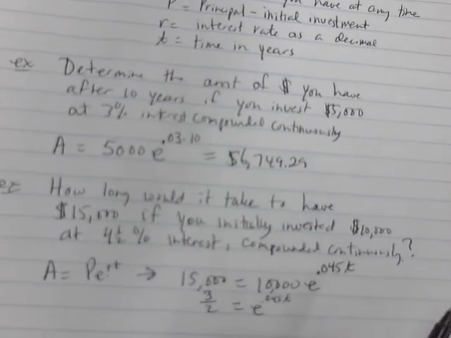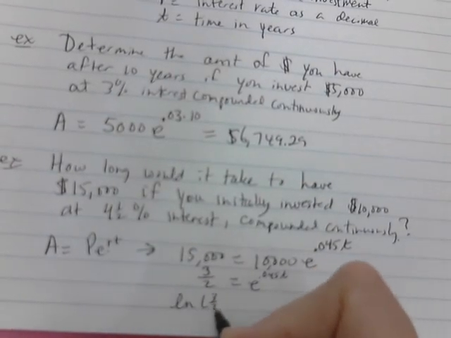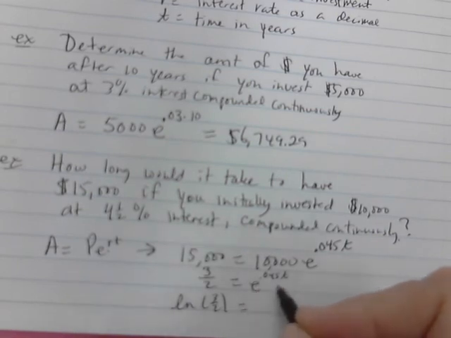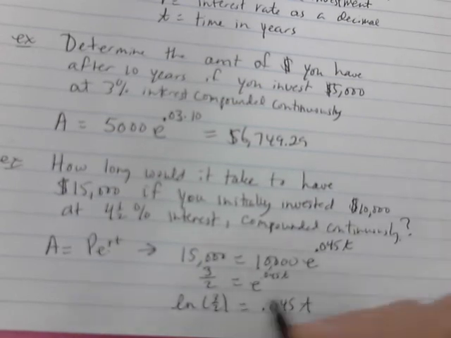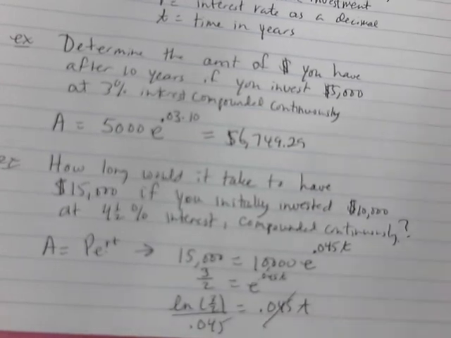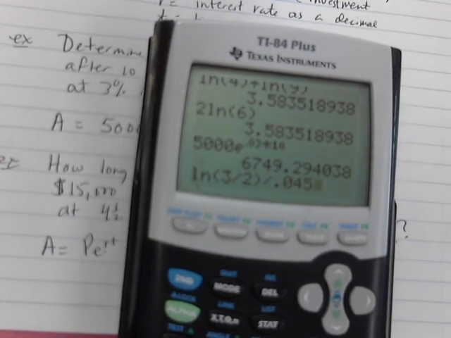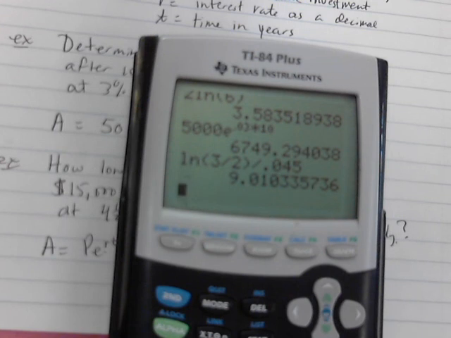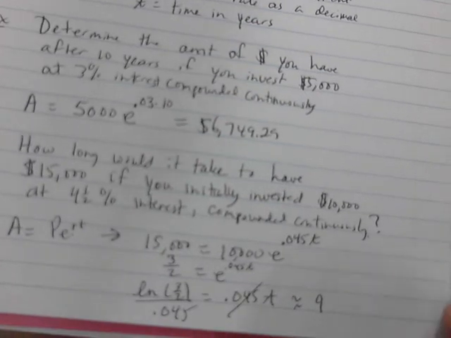And to get rid of that e, all you're going to do is take the natural log of both sides. So the natural log of 3/2 is equal to the natural log of e to the 0.045t, which is just 0.045t. And then you just divide natural log of 3/2 by 0.045, and then you'll get the amount of time that it would take. So we'll put that in our calculator. The natural log of 3/2 divided by 0.045. And it looks like it's going to take us about 9 years to get that much money. So t is approximately 9 years.